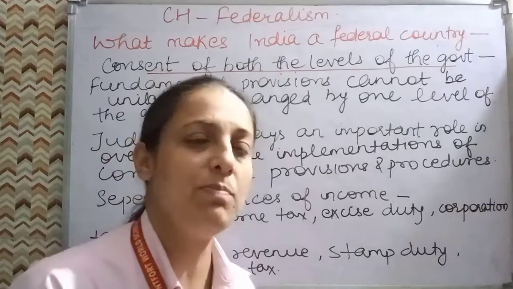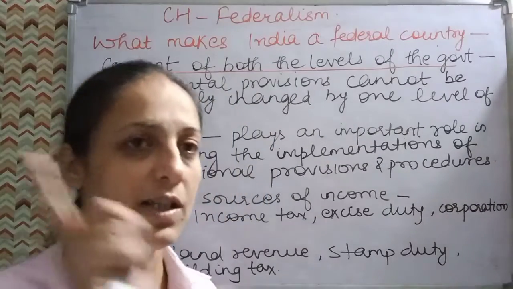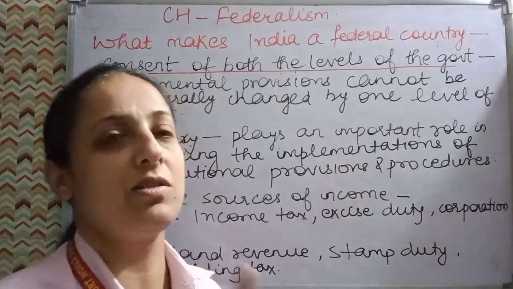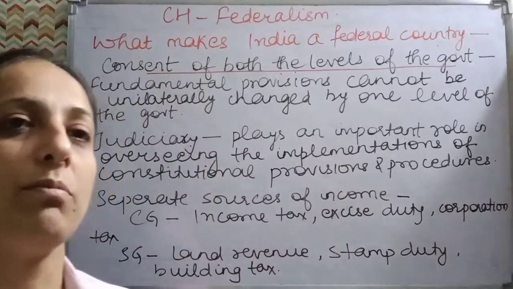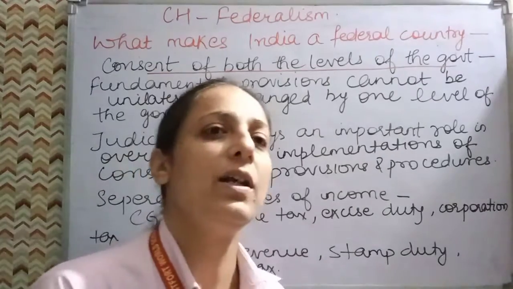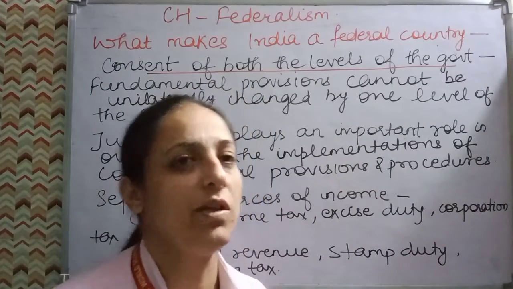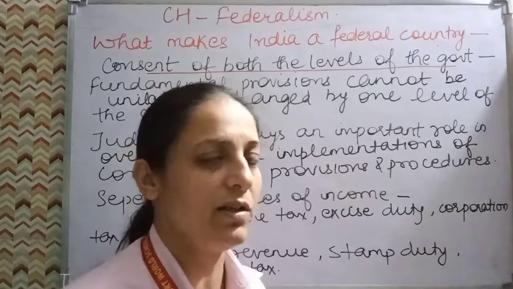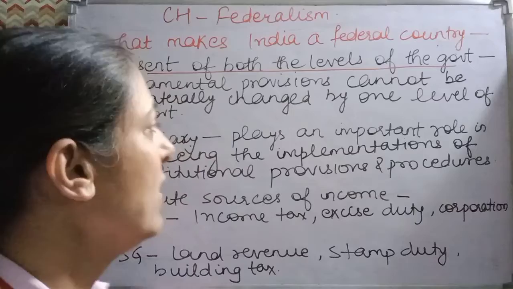So both the houses will pass it by two-third majority, and then approval and consent will be given by half of the states. Whatever the total number is, at least 14-15 states should also give consent to this arrangement. Then only the change can be there. Otherwise, unilaterally the change cannot be there.